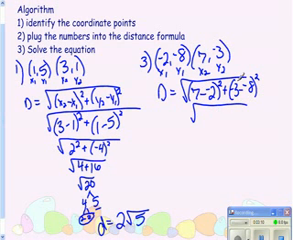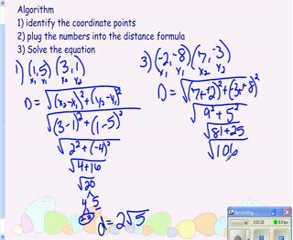You need to be very, very careful with all of these negatives. Negative, negative, it becomes positive. So 7 plus 2 is 9 squared. This becomes plus, so negative 3 plus 8 is 5 squared. 81 plus 25, and that should be 106. Do your tree. I'm going to go with 2 and 53. And 53 is a prime number, so that means I can't break it down. So I'm just going to leave it as distance equals square root of 106.